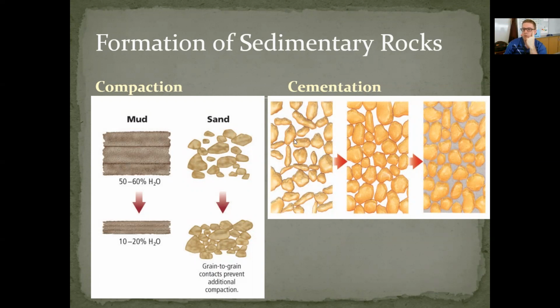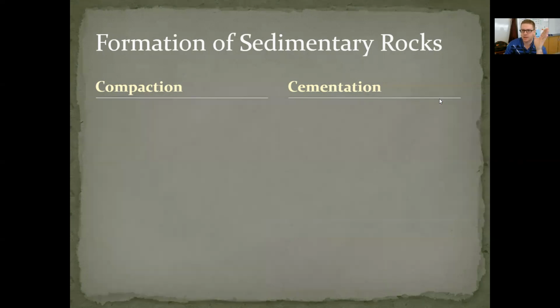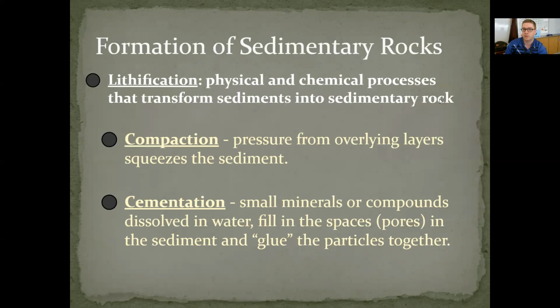Cementation, you can see here these little orange particles, that's our sediment, those are our clasts. As they are pushed together, we have this pore space in between them, almost like a sponge. Then some other sediment fills it in and sticks these larger clast bits together. The gray color in the third image represents the other kind of sediment being used as the glue that is holding them all together. So we have compaction and cementation, both parts of lithification. Very important process.